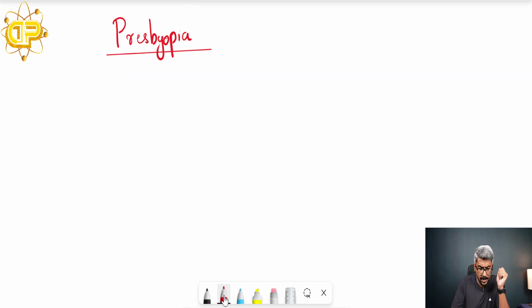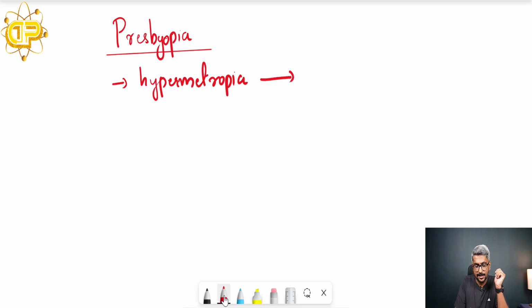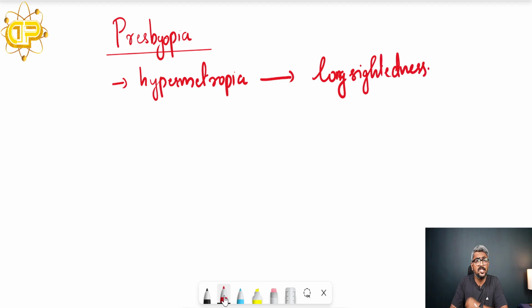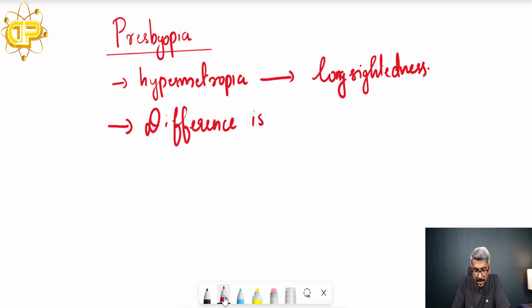So presbyopia is one of the defects which is similar to hypermetropia. So hypermetropia, you all know that it is long-sightedness. That means you can see the object at far distance, but you cannot see the objects which are kept at your nearby sight or nearby distance. Okay, but there is a small difference. So what is the difference? That is the difference in their reasons. That means the difference is their cause.